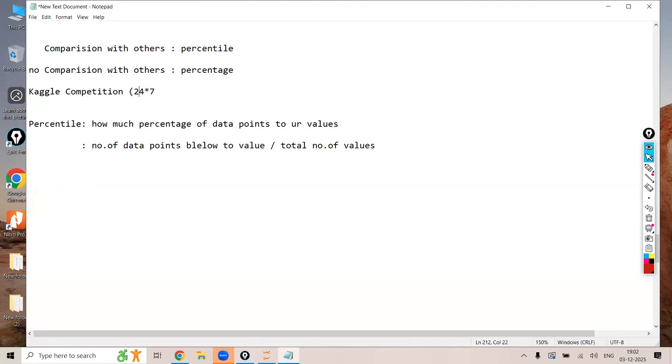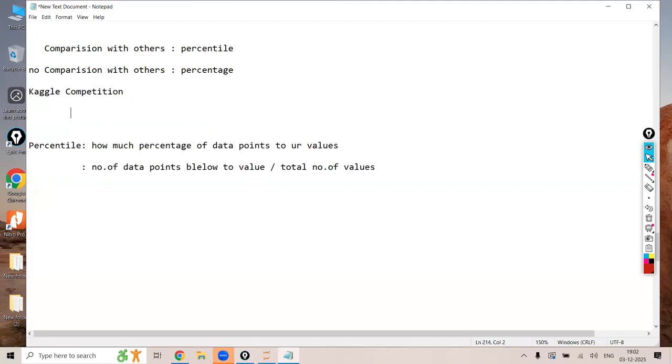Some students are going to take the Kaggle competition, and in this Kaggle competition they are going to get some rank. For example, they say, "Sir, I got rank 100, sir." 100th rank.